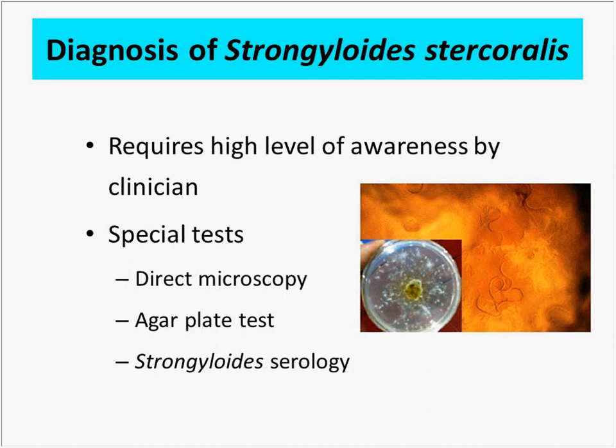Only the tests for Strongyloides are specialised in the realm of intestinal nematode tests. With direct microscopy, you'll be able to pick up larvae if there's a lot of them. So in acute strongyloidiasis or hyperinfection, you might be able to see larvae in the laboratory.